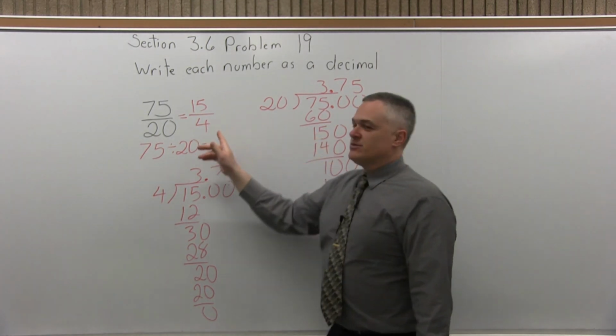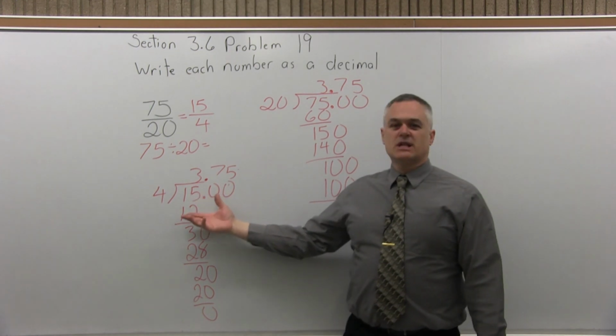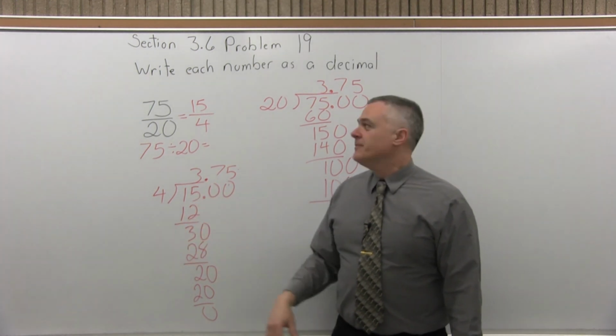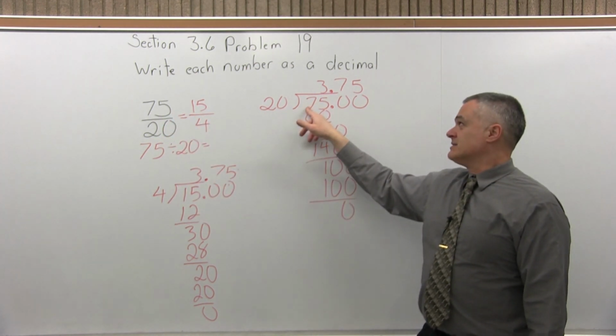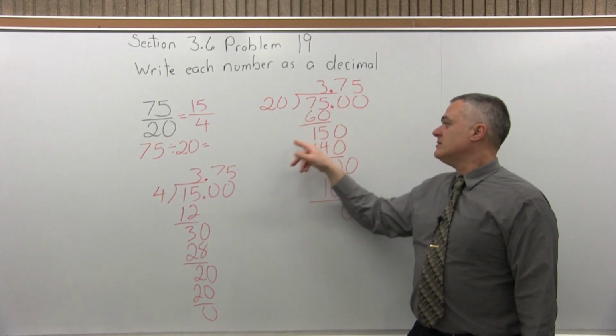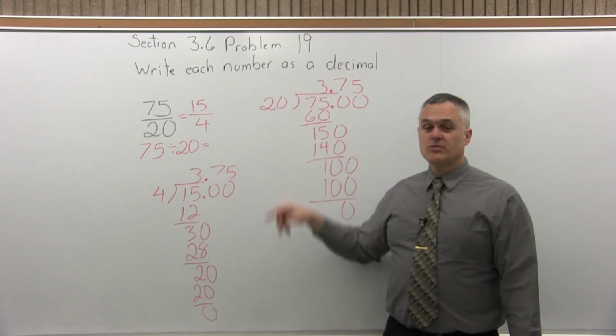So if you notice that it reduces, you get to work with slightly smaller numbers, it'll be a little easier. If you don't notice that it reduces and you do it just as is, the number's a little bigger, but you get the same answer. Either way, 3.75.